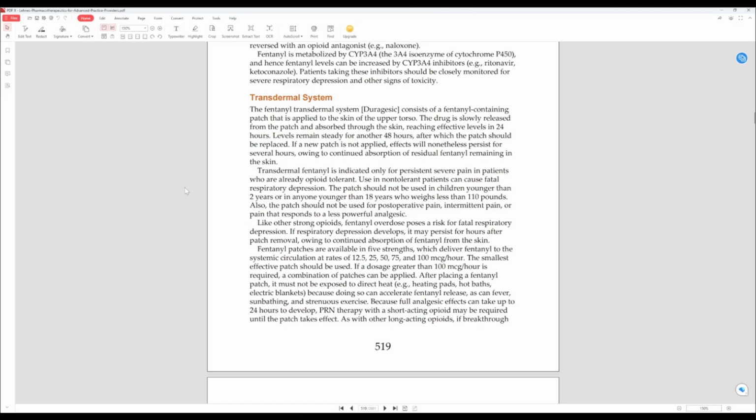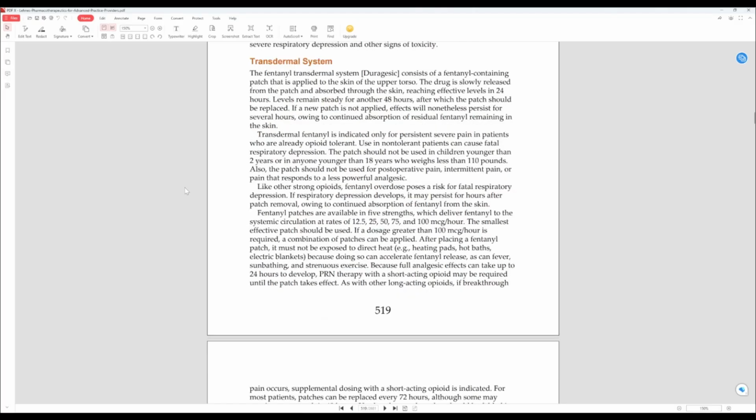Transdermal. Fentanyl transdermal system consists of a fentanyl-containing patch that is applied to the skin of the upper torso. The drug is slowly released from the patch and absorbed through the skin, reaching effective levels in 24 hours. Levels usually remain steady for another 48 hours, after which the patch should be replaced. If a new patch is not applied, effects will nonetheless persist for several hours, owing to the continued absorption of residual fentanyl remaining on the skin.